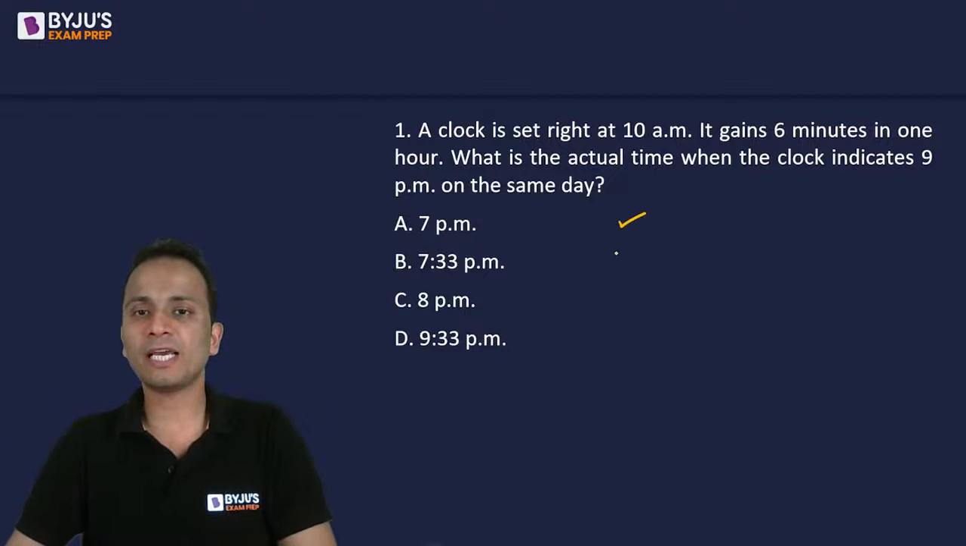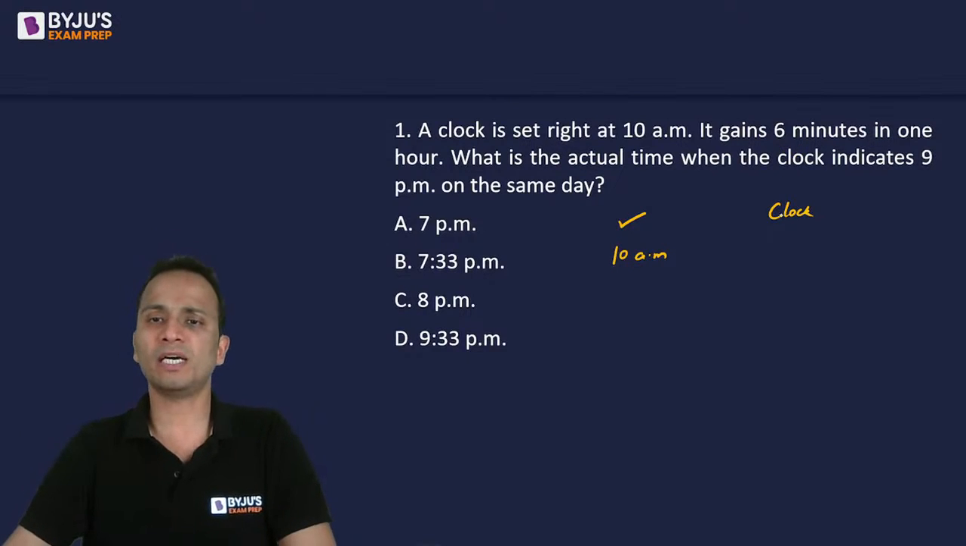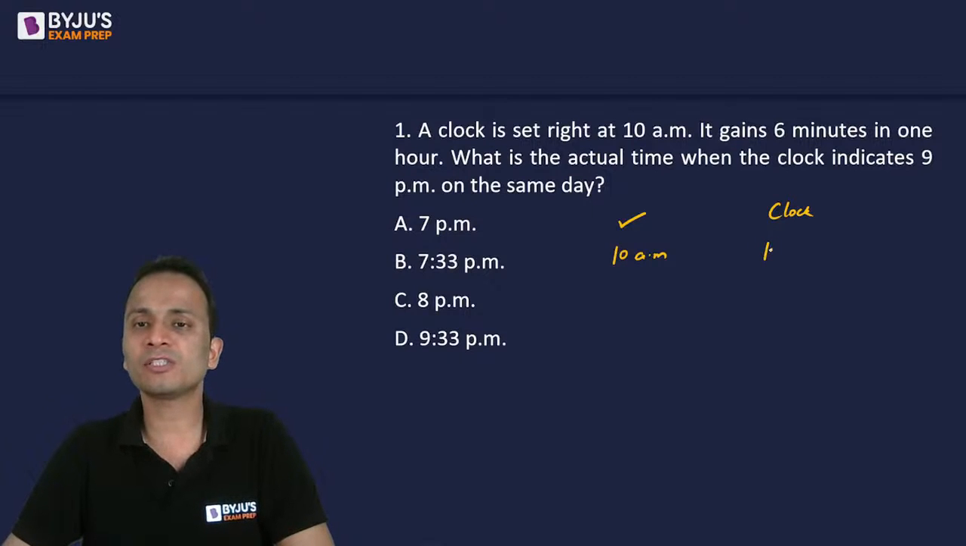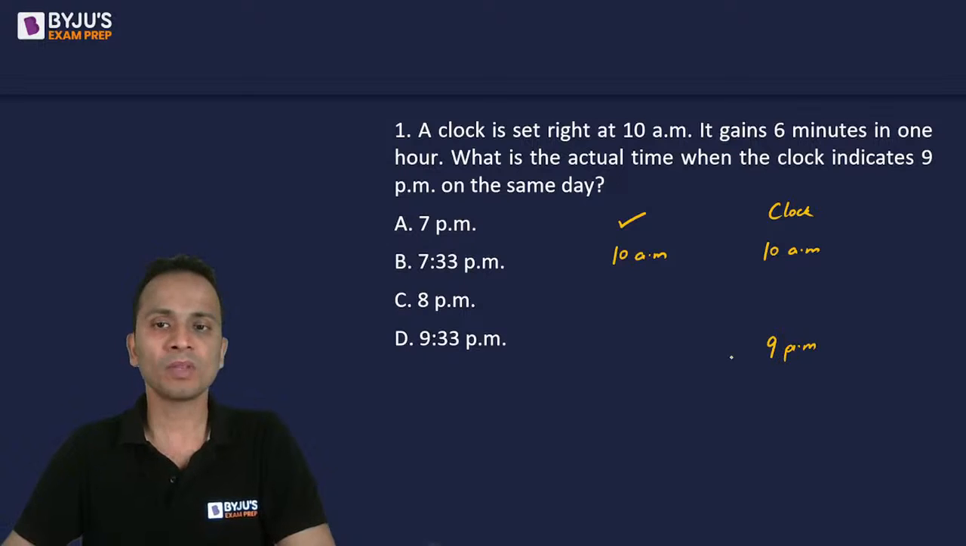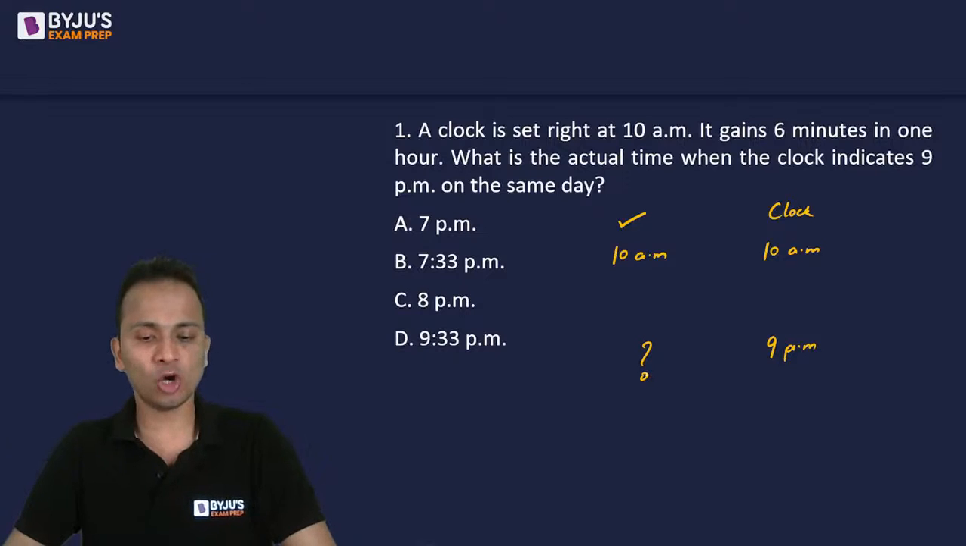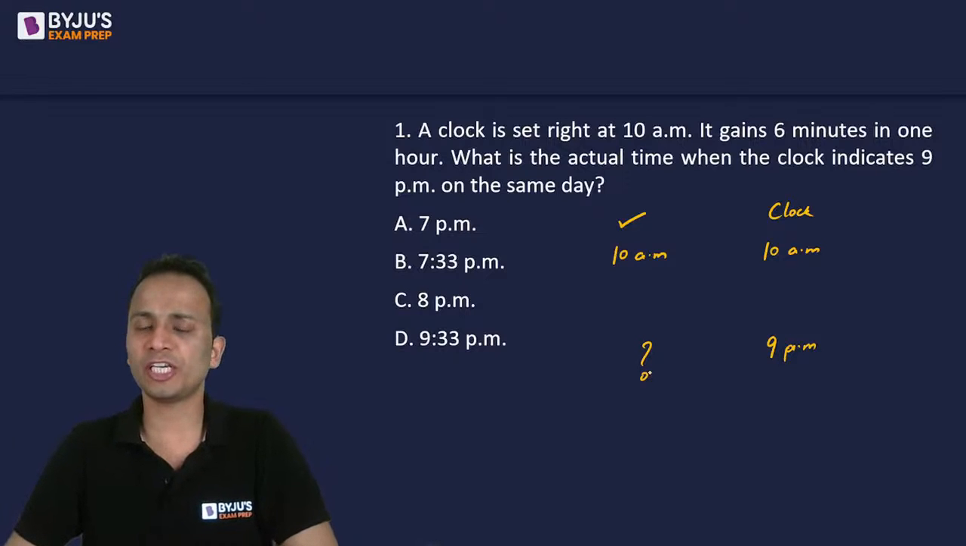When the right time is 10 a.m., our clock, which is a faulty clock because it gains at a rate of 6 minutes per hour, since it is set correctly, will show 10 a.m. Now on the same day, when the clock indicates 9 p.m., what will be the correct time? This is what we'll have to find out. Now Nidhi says option C is the correct answer. So Nidhi, let us check it out.